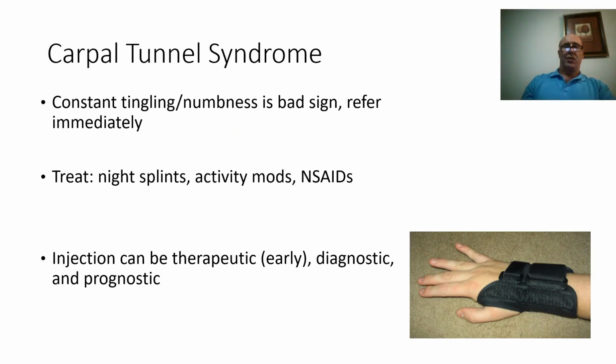So if these patients are complaining of constant tingling or numbness, you need to refer them. The carpal tunnel needs urgent decompression. Otherwise, if it's just episodic, initially you want to treat them with night splints and activity modification, so avoid any activity with excessive use of the wrists. Non-steroidals are your main safe treatment. And injection, if done early enough, can be therapeutic, and even diagnostic and prognostic. Important in these patients to exclude peripheral neuropathy or thyroid problems. If your diagnostic injections fail, you probably want to send them off for nerve conduction studies to confirm your diagnosis.